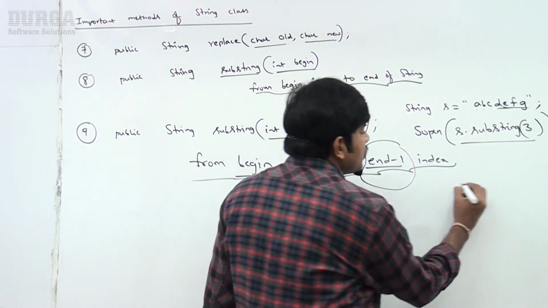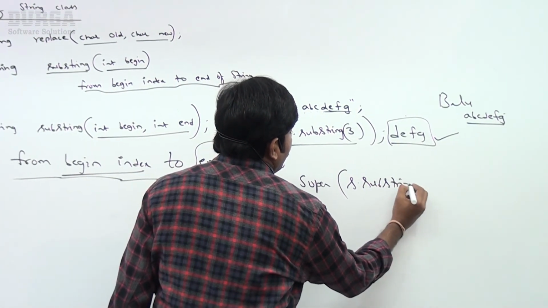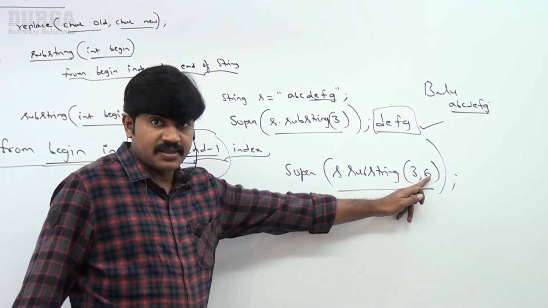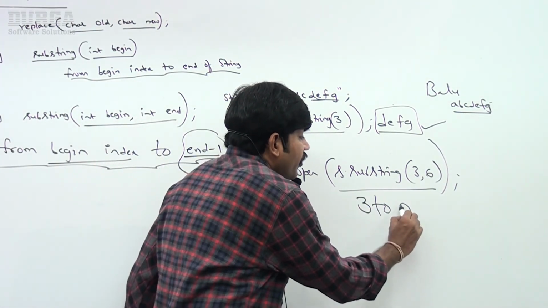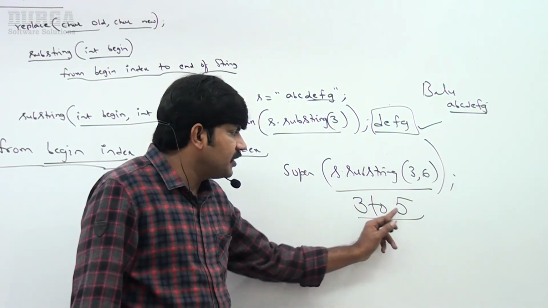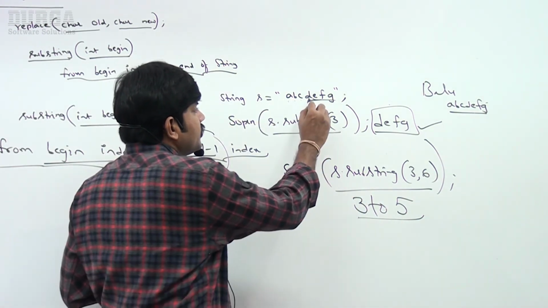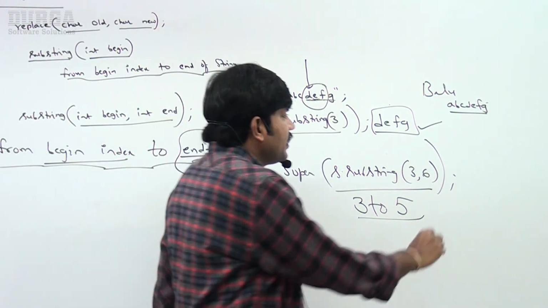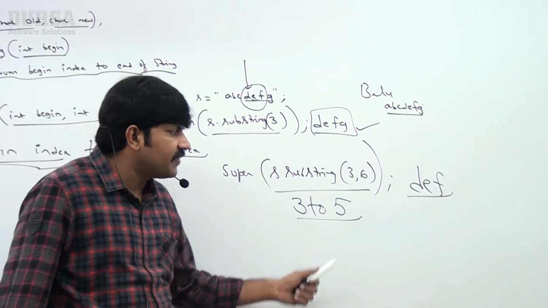Now, System.out.println(s.substring(3, 6)) I am taking. 3, 6. It returns the substring from third to fifth only. End minus 1, that is 6 minus 1, is 5. So 3 to 5 only: 0, 1, 2, 3, 4, 5. Then automatically DEF is the answer. Are you getting it? DEF itself is the answer, sir.